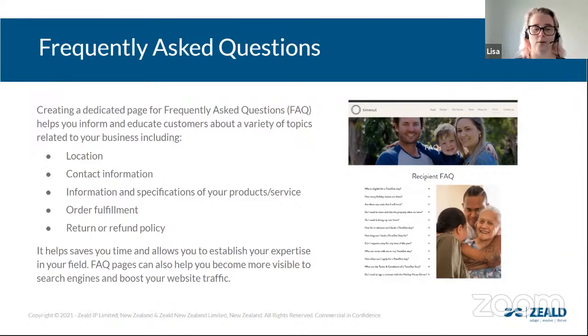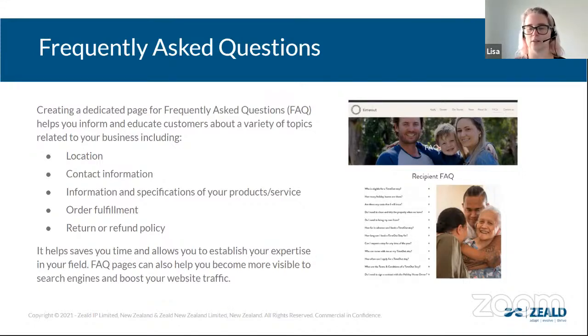So it helps save you time and allows you to establish your expertise in the field, because having this page here and having this information here means someone's less likely to ring you to ask these questions and be able to actually get those answers straight away, okay? Which for a lot of people these days is actually what they're looking for. They are looking for that reduced time.